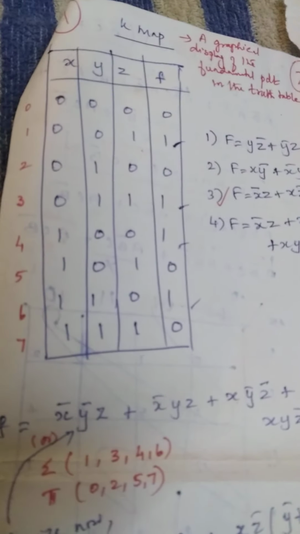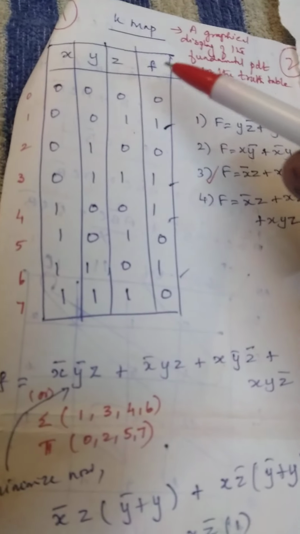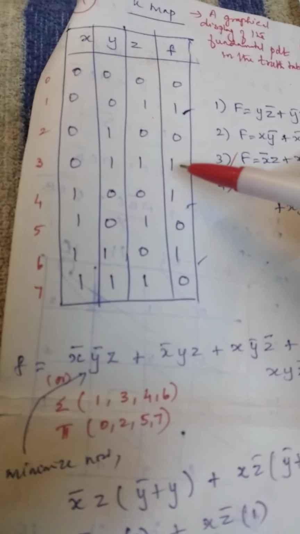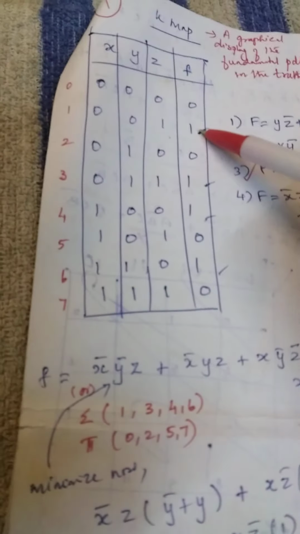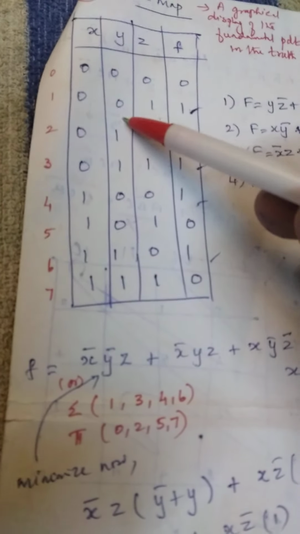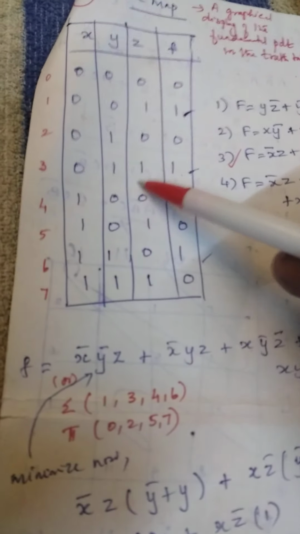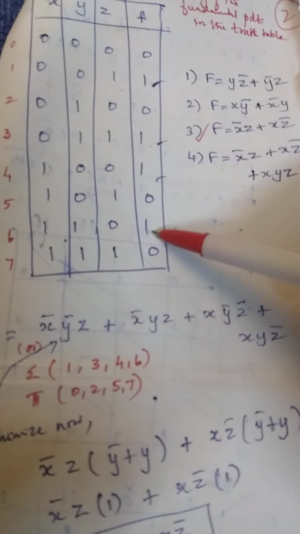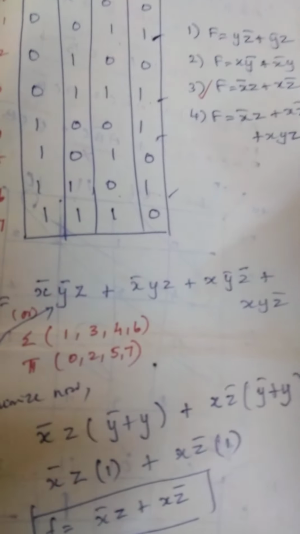Consider this truth table. 3 variables x, y, z are input and f is the output. We need to simplify this truth table. So f equal to, first we will take all the one outputs. So f equal to x' y' z plus the next term x' y z plus the next term x y' z' plus the last term x y z'. So we need to simplify this.